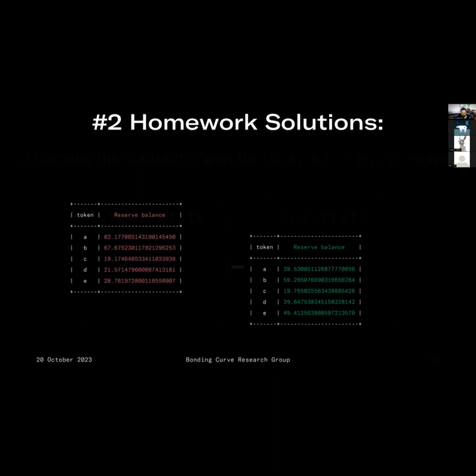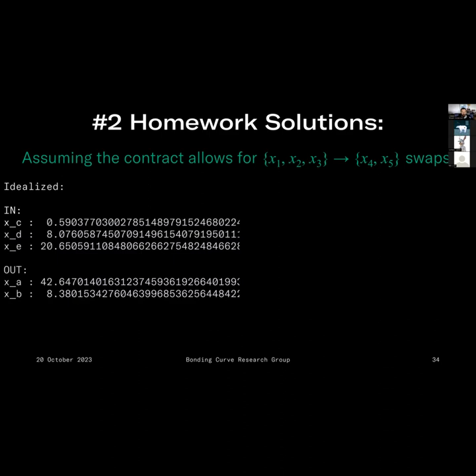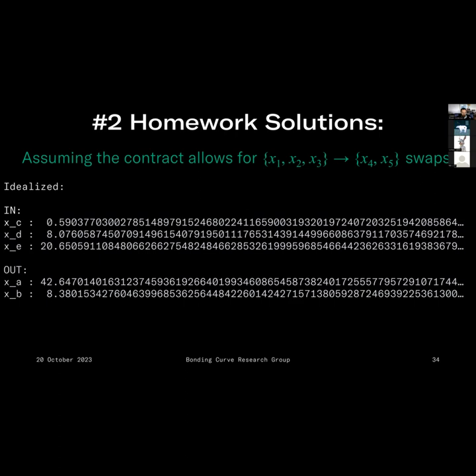And if we have a smart contract that allows us to move between states in a multi-token sense, then you can just note that there's a certain number of tokens going in and a certain number of tokens going out. This, I would say, is good enough for full marks, right? You're just pointing out that you need to swap these tokens in these quantities and receive these tokens in these quantities. And now the pool is in a balanced state.